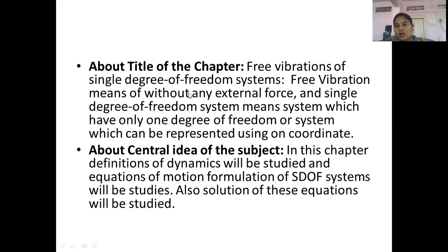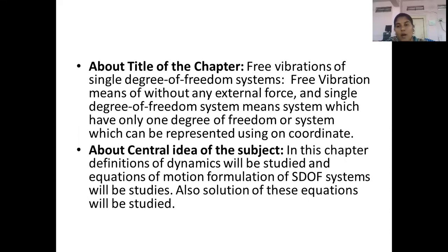The first point is about the title of the chapter. We should know what the title is and what the parameters are. The first is free vibration of single degree of freedom system. तर यामध्ये दोन वर्ड आलेले आहेत. The first word is free vibration. What is free vibration? And the second word is single degree of freedom system. We should know the meaning of these two words.